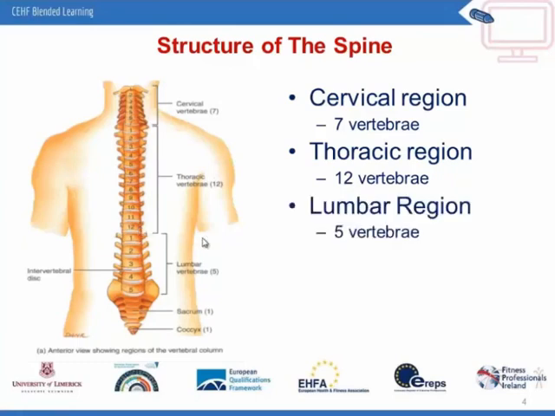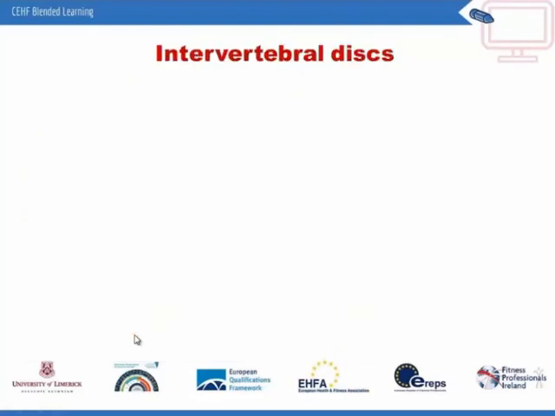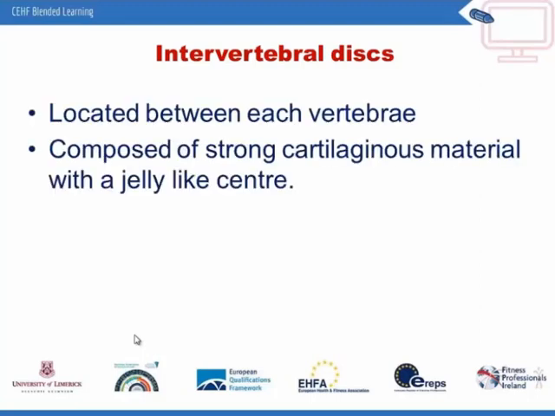The third region is the lumbar region, made up of the lumbar vertebrae L1 to L5. The sacrum is made up of 5 fused vertebrae. And finally, the coccyx is made up of 4 fused vertebrae. In between each of the vertebrae are the intervertebral discs. These are composed of a strong cartilaginous material on the outside with a softer jelly-like centre.